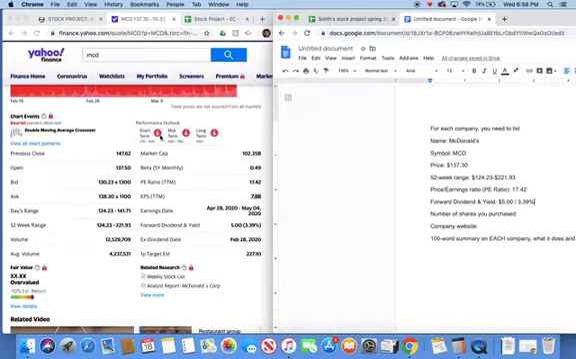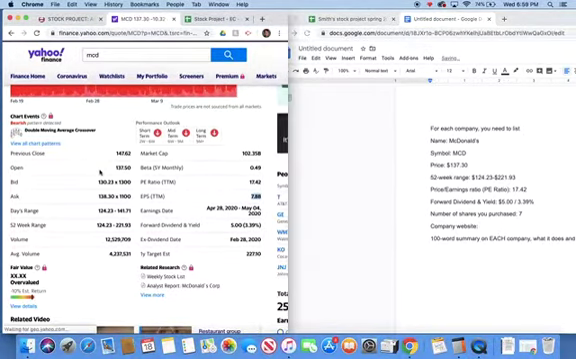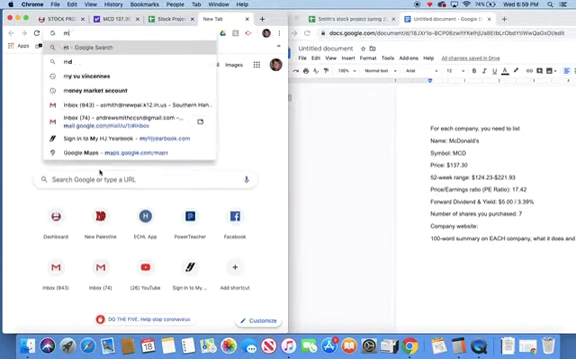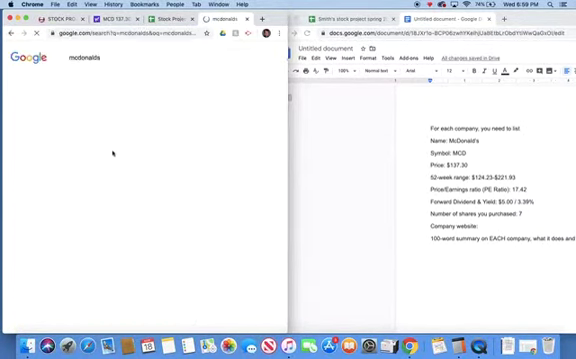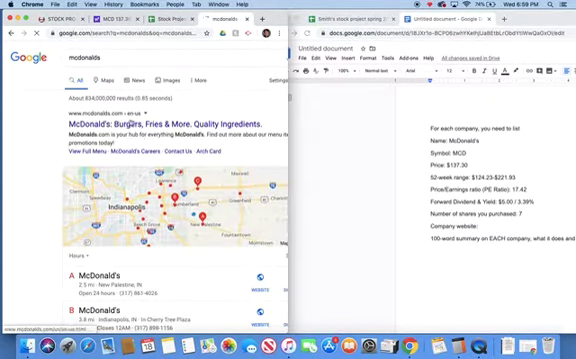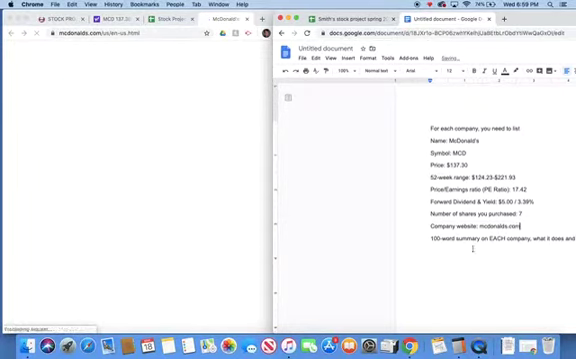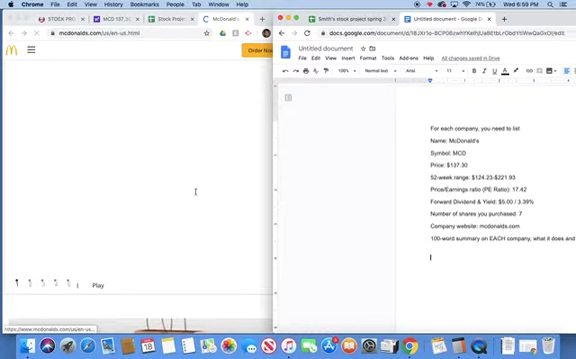But we see here the long-term outlook for McDonald's does not look good. I purchased 7 shares. Company website. Well, Google is your friend here. So let's Google McDonald's and see here we can get to the company website at mcdonalds.com. And one of these days I'll learn how to type.